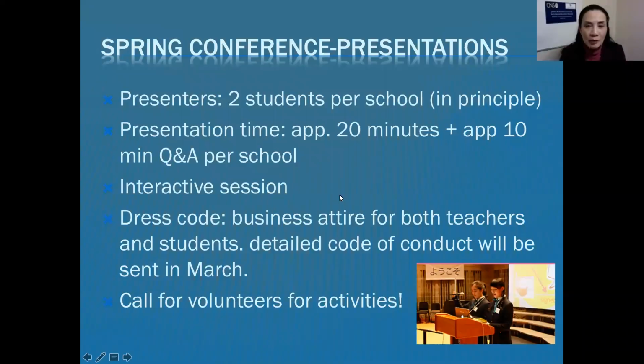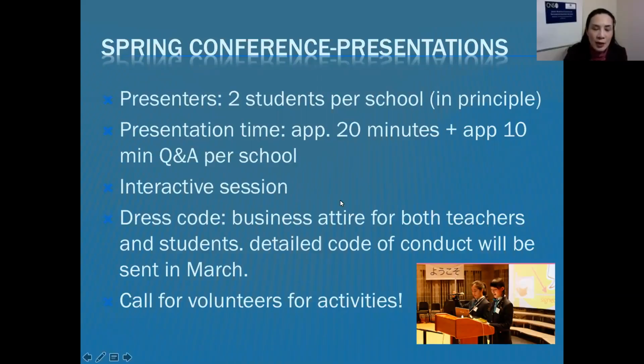Then the presentation is going to be about 20 minutes, followed by about a 10-minute question and answer session. So please make sure that your presentation is about 20 minutes. Sometimes you would like to present so many things, and I fully understand, but as Mary Butcher mentioned in her last lecture on making effective presentations, it is important to have a focused message, so 20 minutes per school.